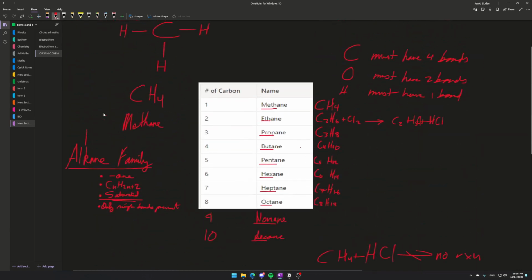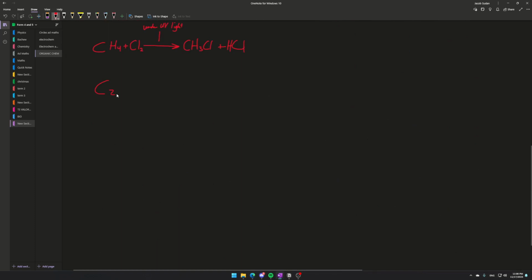Let's say we had C2H6 and we want to burn it. It is burned in the presence of excess oxygen, O2, and it gives us CO2 plus H2O. So it would be 2CO2 plus 3H2O. I didn't balance this properly.